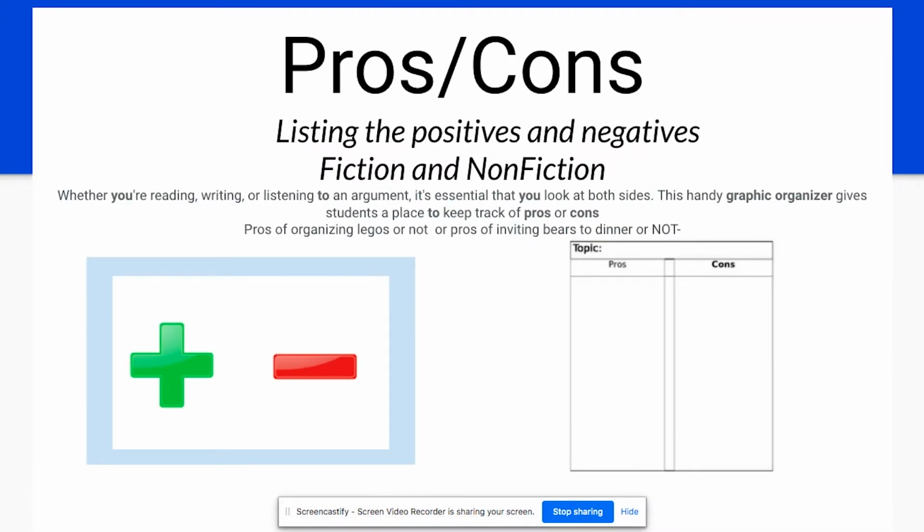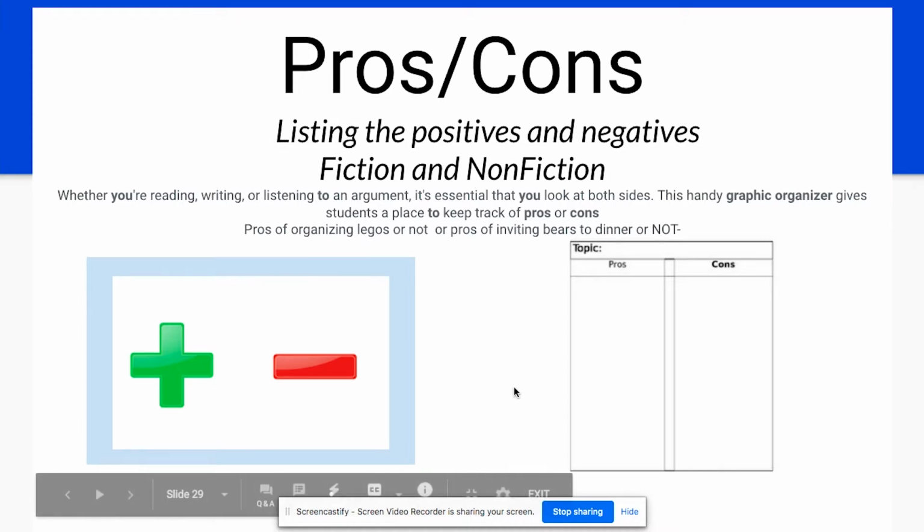Pros and cons. Listing the positives and the negatives. We've talked about that a lot in Writing Workshop. The pros and cons of organizing Legos, for example, or maybe the pros and cons of inviting the bears to dinner or not.